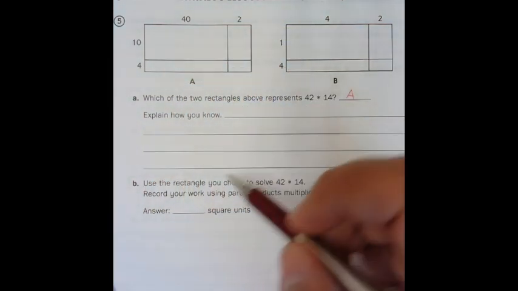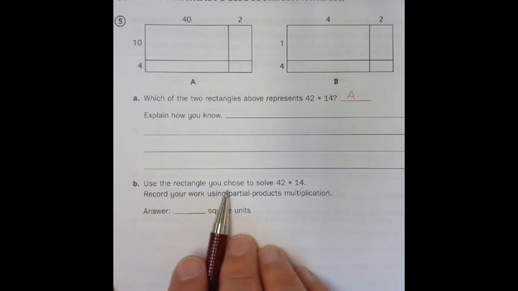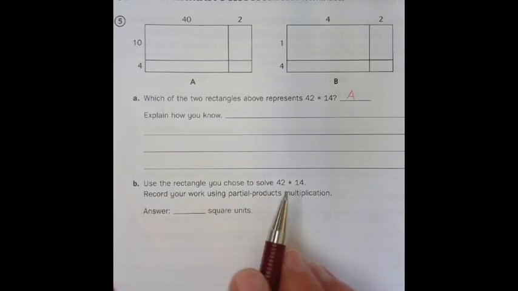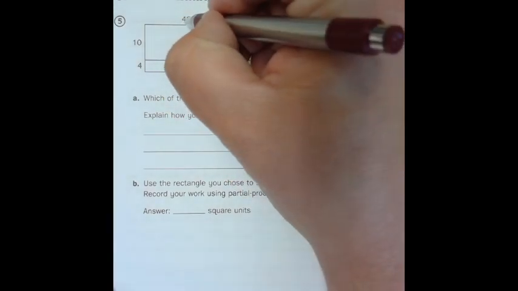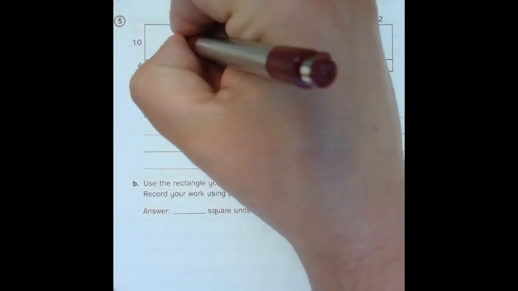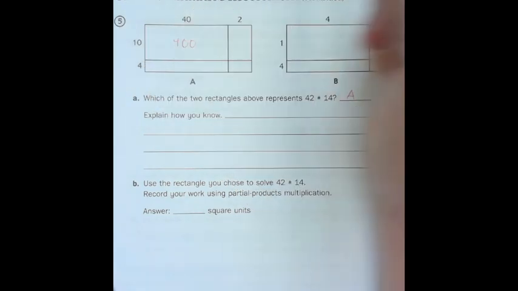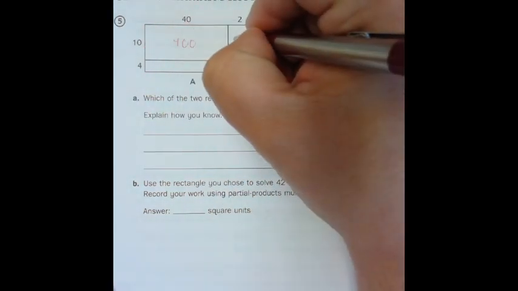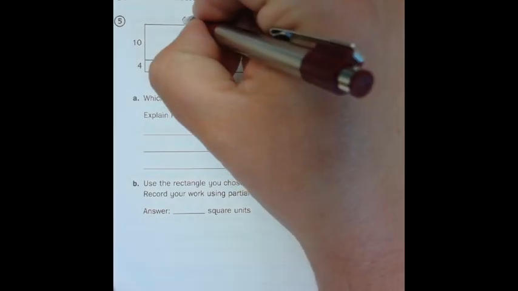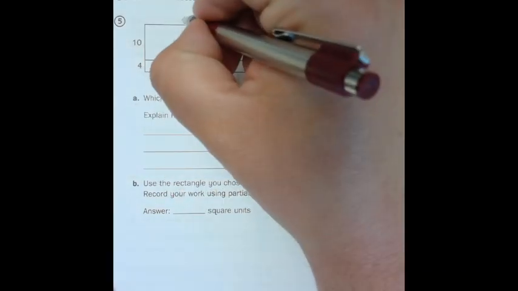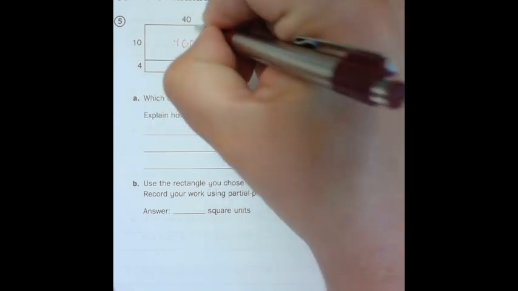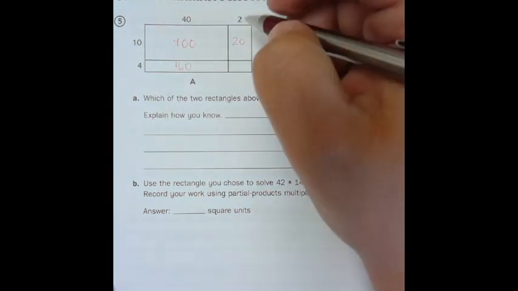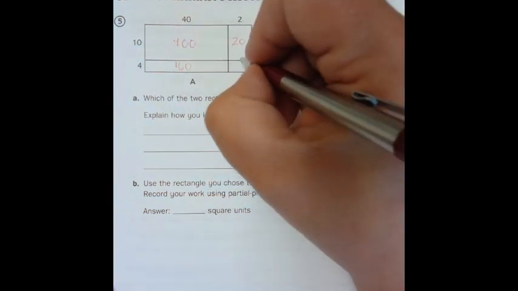So now it's asking you down here, use the rectangle you chose to solve 42 times 14. So I'm going to go ahead and work that out up here. So 40 times 10, well, 4 times 1 is 4, and the 2 zeros would make it 400. 2 times 10, that's 20. 40 times 4, so 4 times 4 is 16, but we can't forget that 0 there. 160. 2 times 4 is 8.